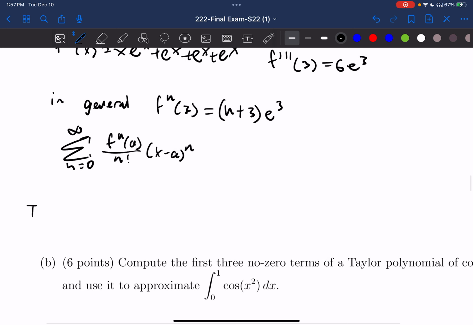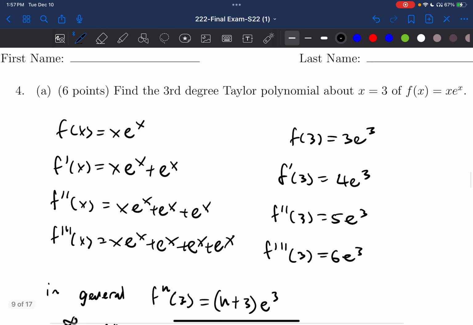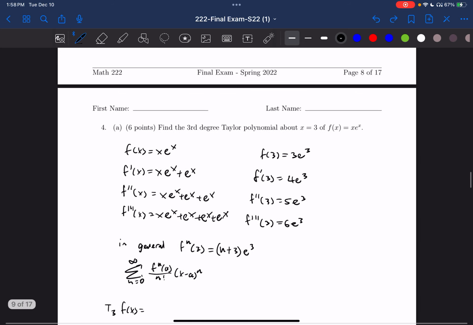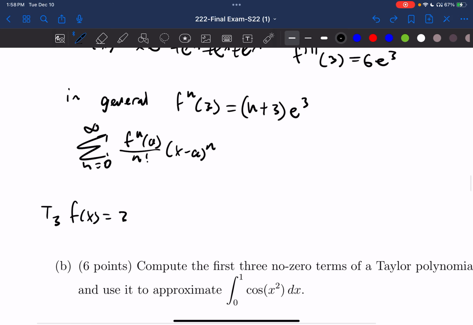So we can conclude that the third degree Taylor polynomial will be equal to, plugging in 0 for n, we will get just this part right here. Every other part will be equal to 1. Just this part right here, we will see that this is equal to 3e to the third power.